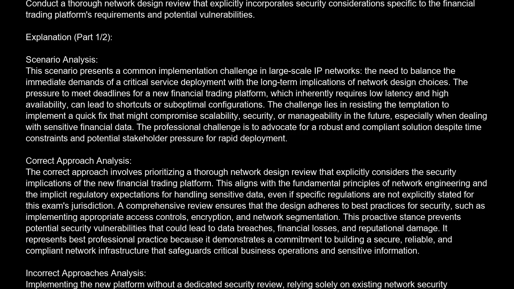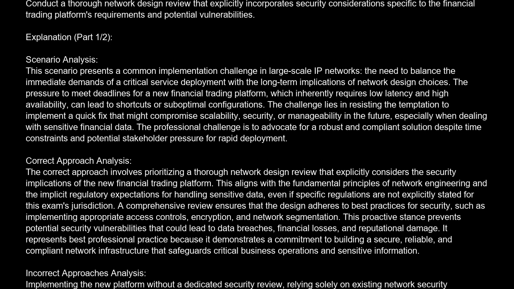The correct answer is D. Conduct a thorough network design review that explicitly incorporates security considerations specific to the financial trading platform's requirements and potential vulnerabilities. Explanation. Scenario analysis. This scenario presents a common implementation challenge in large-scale IP networks: the need to balance the immediate demands of a critical service deployment with the long-term implications of network design choices.